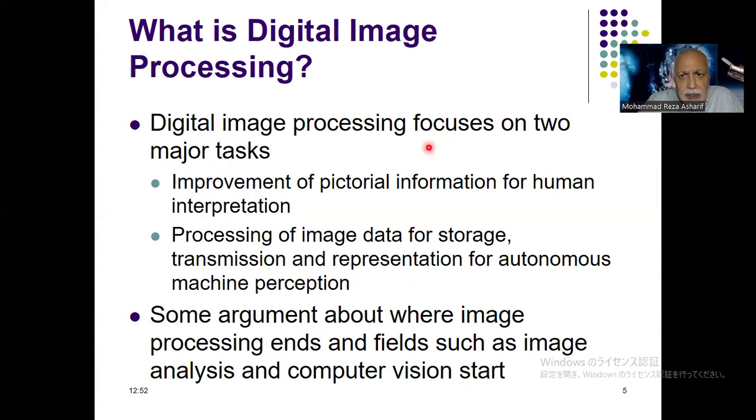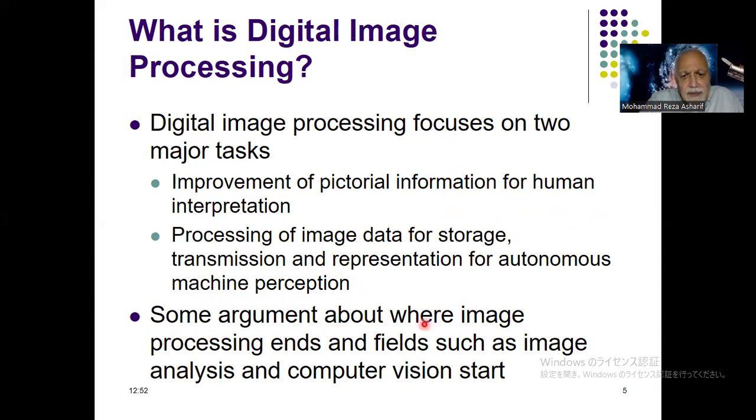Another task is processing of image data for storage or transmission and representation for autonomous machine perception. So it is machine perception, and for storage and transmission. Humans are not involved directly here. Rather, it's for machine perception and maybe storage, transmission. Later, humans, of course, will use it, but this is the machine perception, and that is human perception, interpretation.